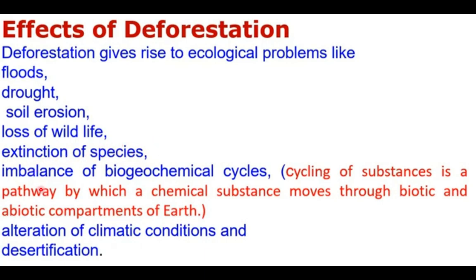Then imbalance of the biochemical cycles, that means cycling of substances is a pathway by which chemical substances moves through the biotic and abiotic components of the earth. So that is in a biochemical cycle. There is a relationship between biotic as well as abiotic component. So that is not balanced. So that becomes imbalance, and alteration of climatic conditions and desertification.